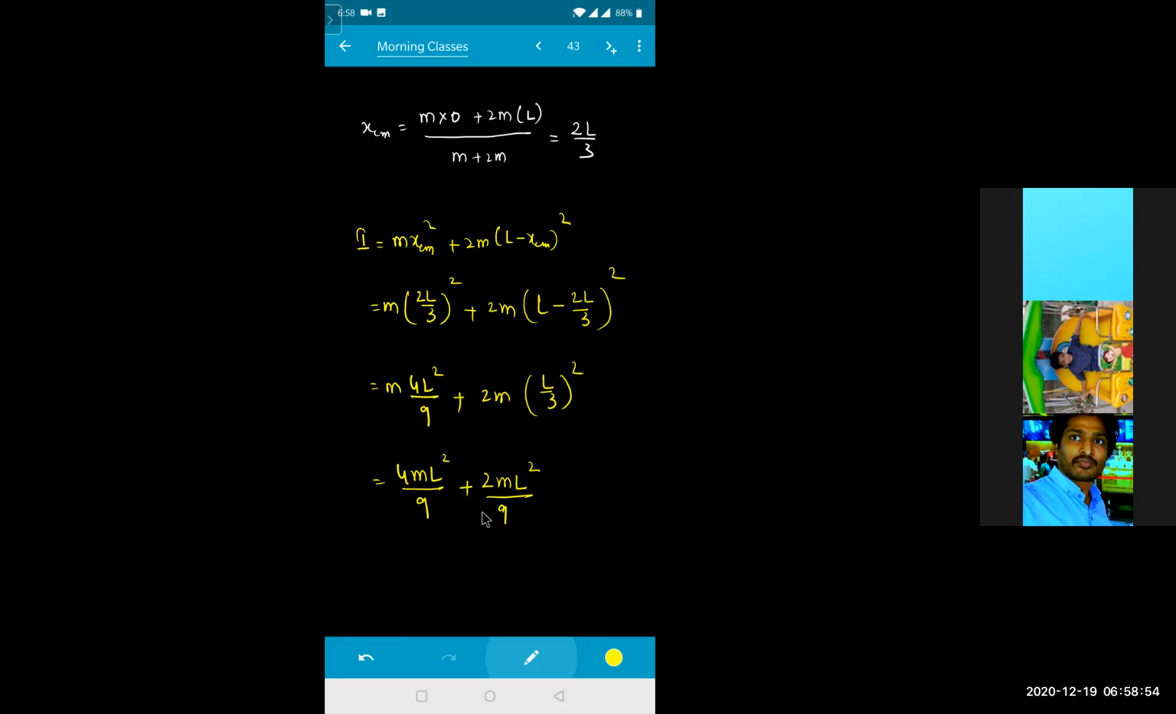So 6 ml square by 9 is the answer right now. 6 ml square by 9, we can get it as 3 twos are 6, and 3 threes are 9. So it is 2 ml square by 3. Got it? I hope you got an idea how to calculate the center of mass for the given conditions. Clear?